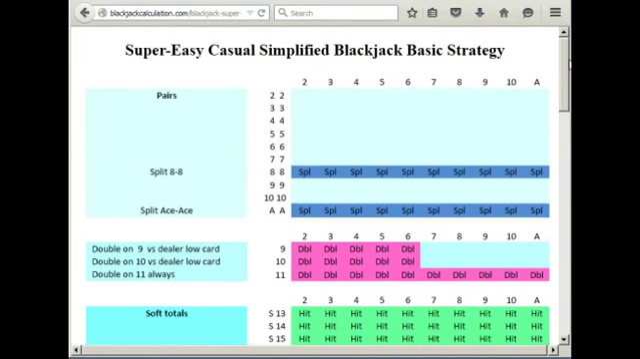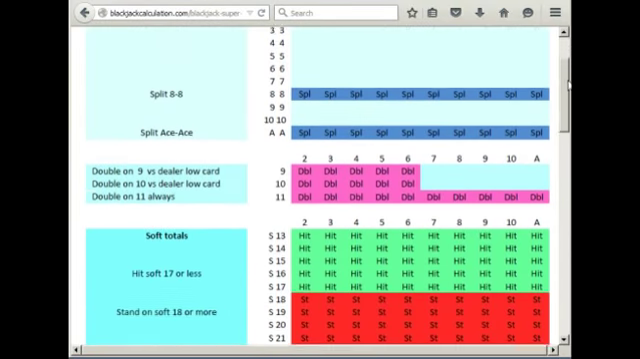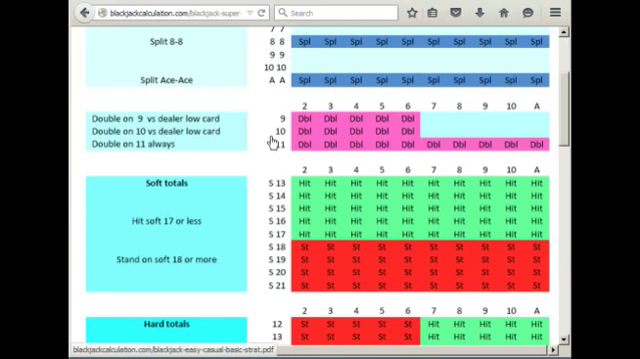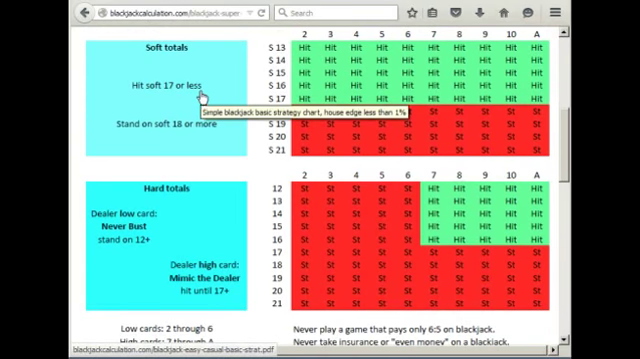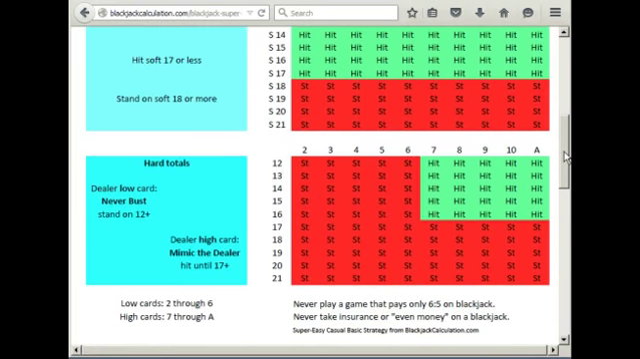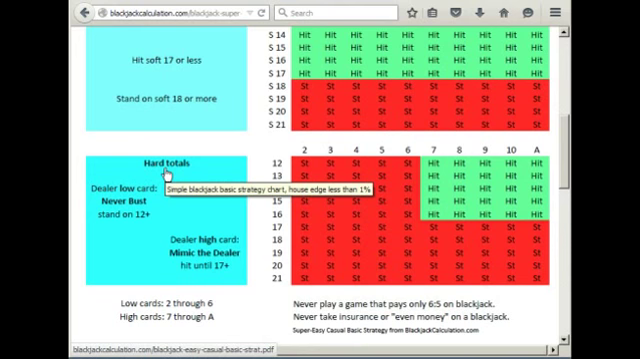Okay, that's the whole strategy. Split aces and eights. Double on 11 always. Double on 10 or 9 if the dealer has a low card showing. Always hit soft 17 or less. Always stand on soft 18 or more. If you have a hard total, a stiff, look at what the dealer has. If the dealer has a low card showing, don't hit any hand that might bust. If the dealer has a high card showing, do what the dealer does and hit until you get 17 or more. That's the complete strategy.